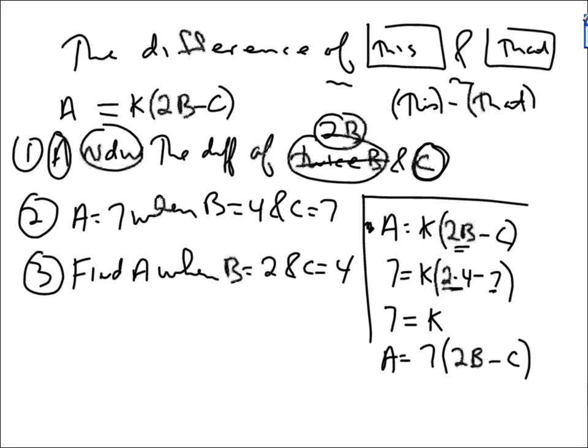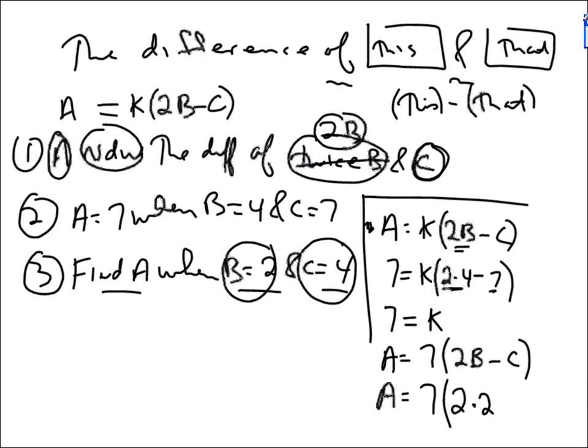Now they're asking you to find A. Statement 3, find A when B is 2 and C is 4. So A is equal to 7 times 2 times B, but B is 2. Take away 4. But what's in the brackets is 0. 4 take away 4 is 0, and 7 times 0 is 0. So the answer is A is equal to 0.